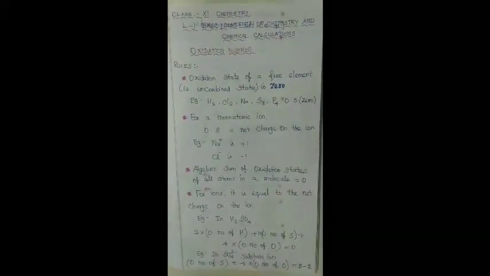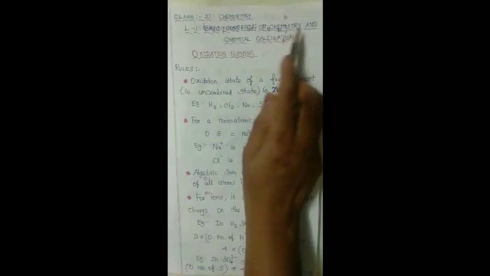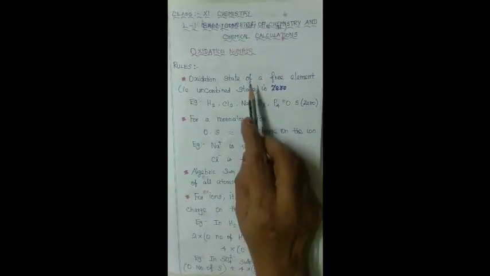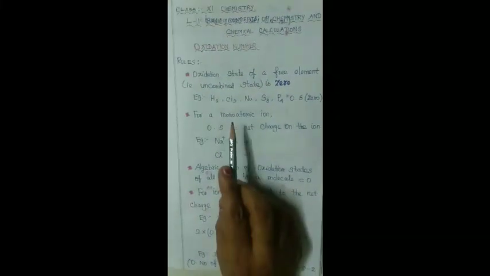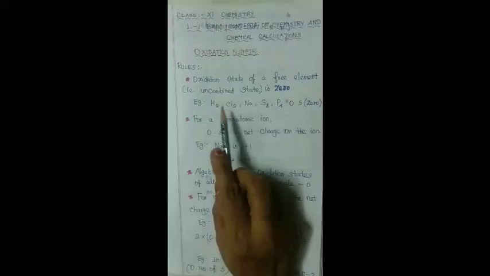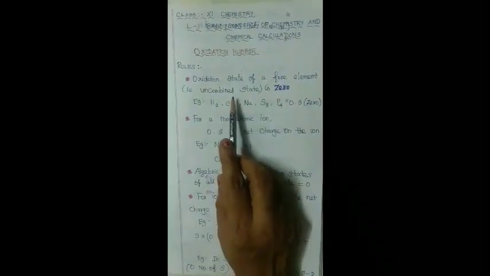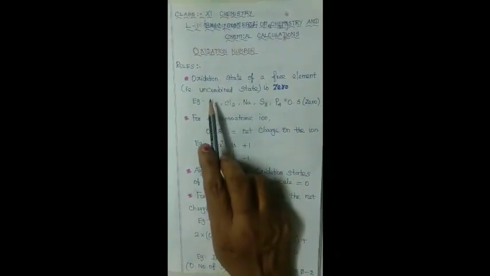Students, welcome to my class. This is class 11 chemistry, lesson 1, basic concepts of chemistry and chemical calculations. Students, we are going to find out the oxidation number of an element in this video. For that we have to follow some rules to assign the oxidation number. I am telling them one by one.